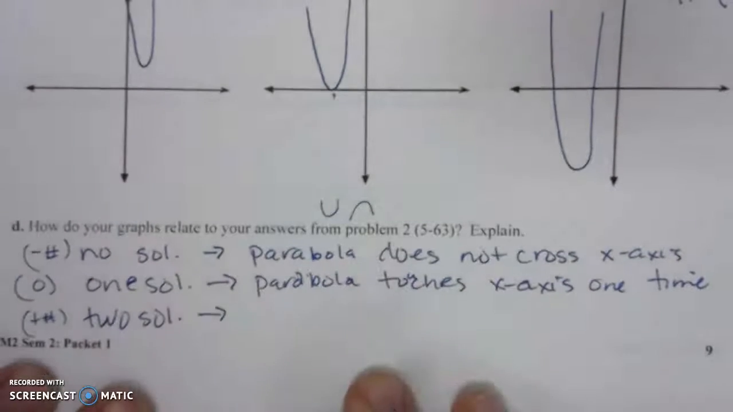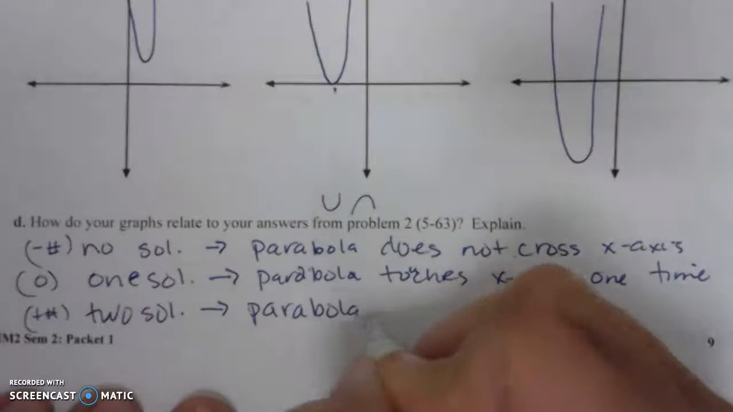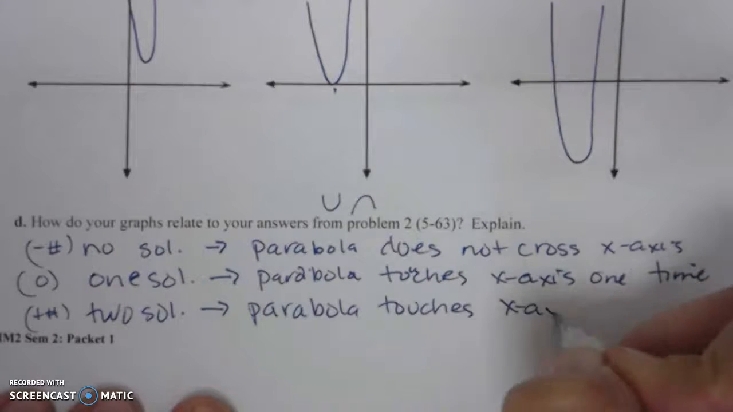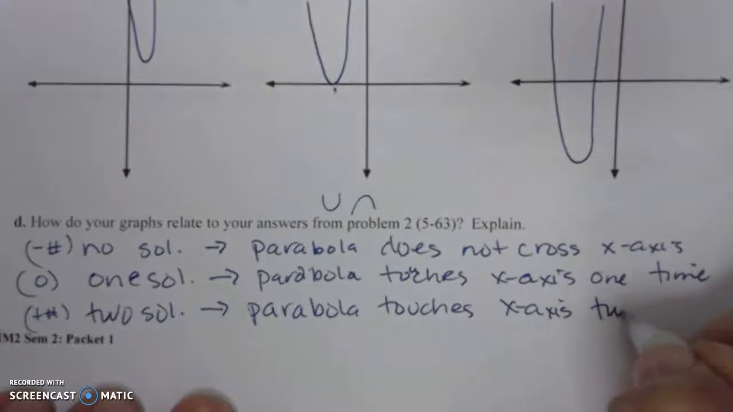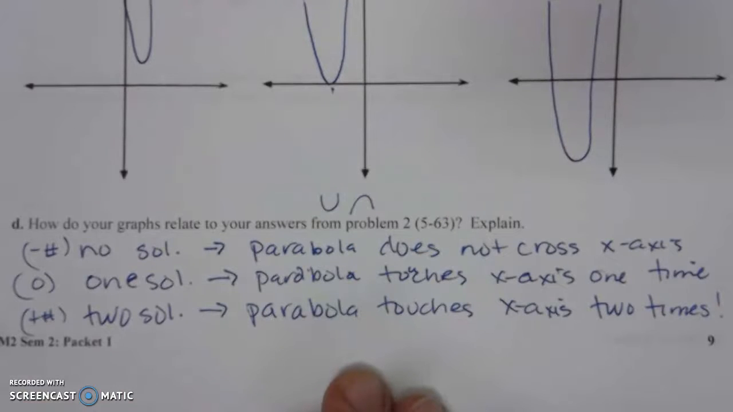And then if it's a positive number, we know that there's 2 solutions. And what is happening with our graph if there's 2 solutions? The parabola touches or crosses the x-axis 2 times. All right? I hope you understood that. We're going to practice more of this as we go into this week.